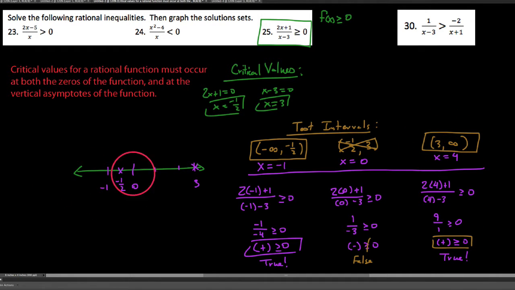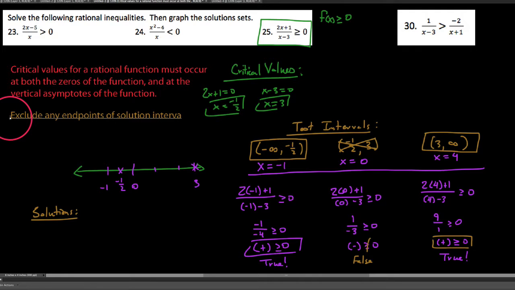Now, here's the thing. We have to come up with our solution intervals, but we also have to come up with the graph. One thing to keep in mind is this, and I'll type this out because it'll be faster and my handwriting is much better: exclude any endpoints of solution intervals if they occur at a vertical asymptote. So essentially, what we're saying is this.